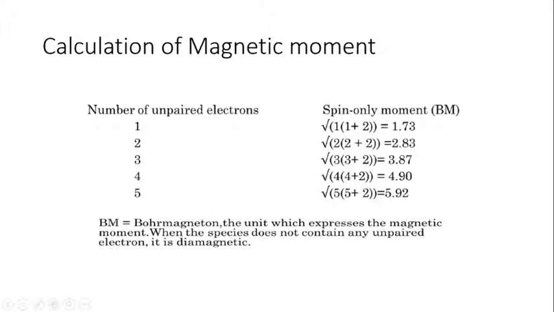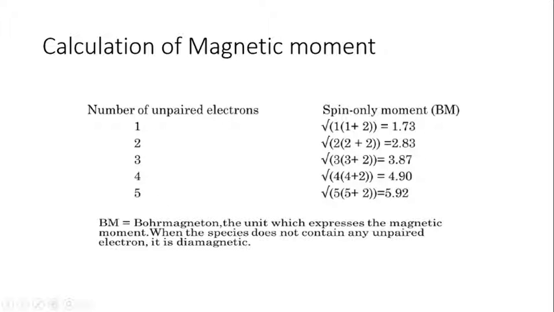BM means Bohr magneton. Then if you have one unpaired electron, you substitute n as 1, so n into (n plus 2). So your n value is 1 here, so 1 into (1 plus 2), and the value comes out to be 1.73.